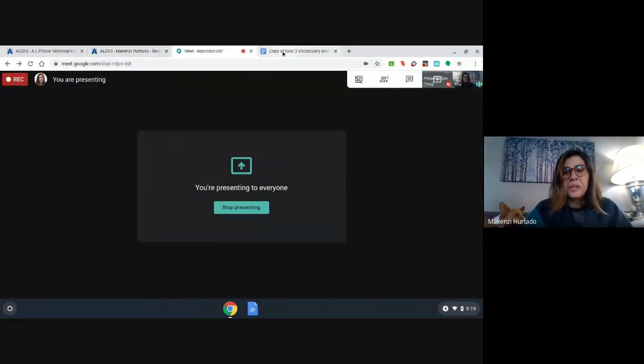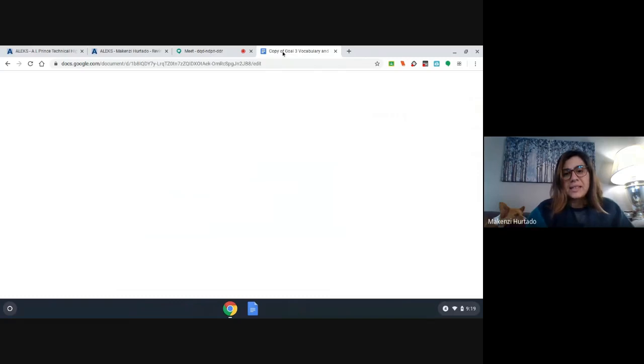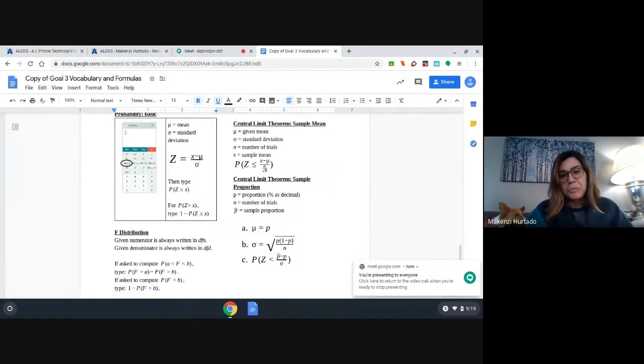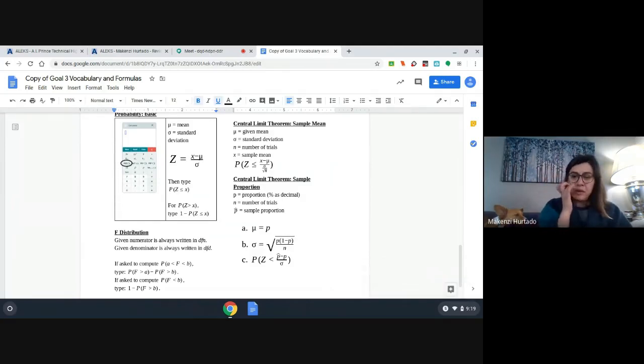All right, we're going to be looking at central limit theorem sample proportion. There's a couple of different variables in here that you need to pay attention to. But again, as long as you're writing down the formulas and following the formulas, then you should be fine. So the first variable is our P. Our P is our proportion, which is our percent written as a decimal. And that's going to be given to us right at the beginning of the problem.